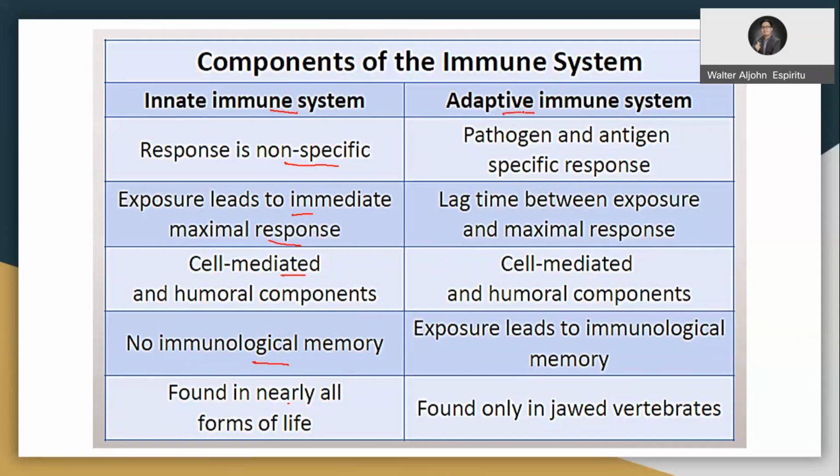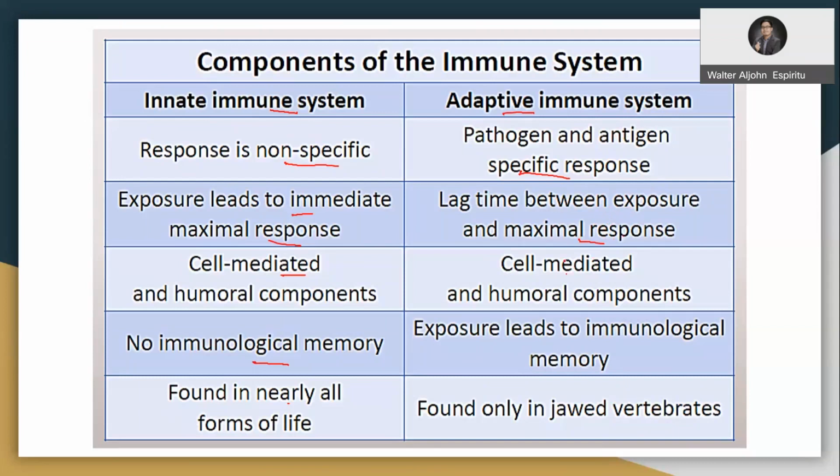On the other hand, we have the adaptive immune system. This performs a specific response to a particular pathogen or antigen. So technically, in this case, it's a 1:1 response. For every virus, for every bacteria, there's a specific response against them. The adaptive immune system confers a lag time between the time of exposure and the response. Most of the time, it will need certain days, like 5 to 7 days, before you can actually see the adaptive response to a particular pathogen.